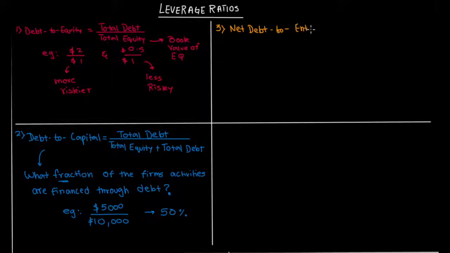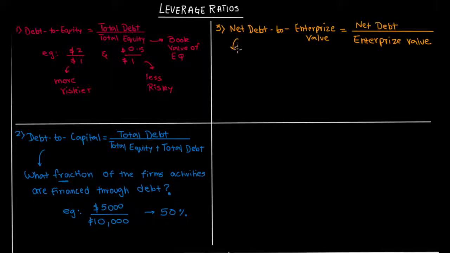So the third ratio is called the net debt to enterprise value. This is not much different from the number 2 ratio we saw. The main difference here is that instead of using the book value of equity, we use the market value of equity. So we have net debt divided by the enterprise value. So what is the enterprise value and what is the net debt?